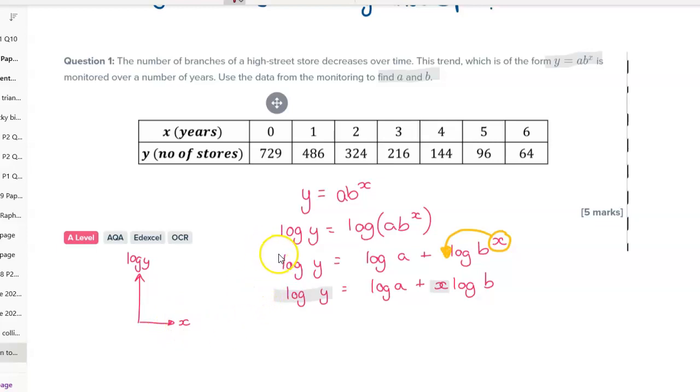Now, if you're going to plot that, which is what this question is asking you to do, then you need to calculate the log of y. So you're going to need another row in your table, and you're going to need to work out the log of y. Okay, so I'll tootle off and do that now. One moment.